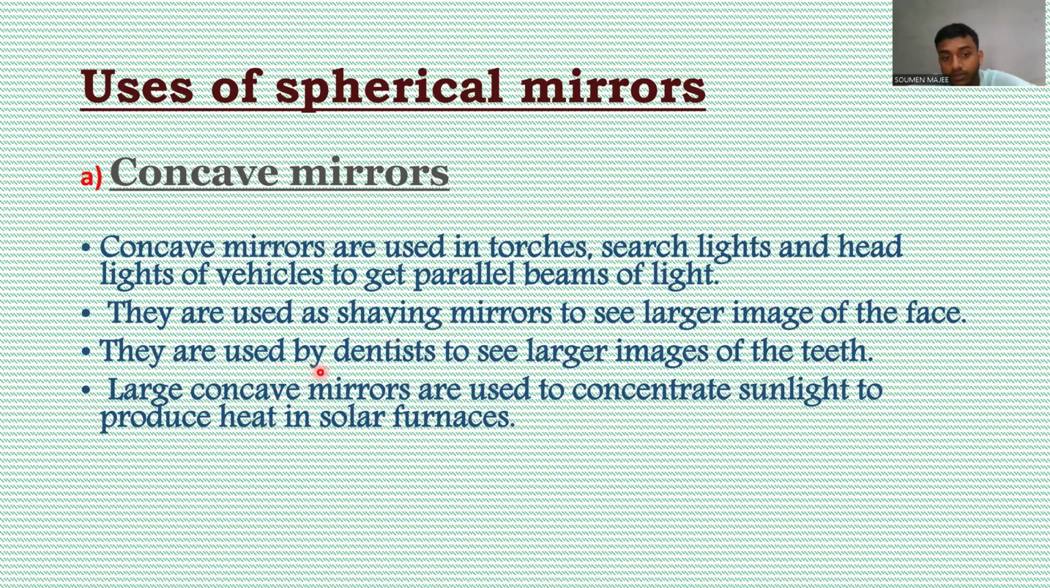Next, they are used by dentists. We should know that the teeth are very small in the mouth. So to see them in a large way, we require one type of mirror. This is called concave. And generally, dentists use these mirrors to see very clearly the teeth which are affected or which are not. And one more important use is the solar furnace. In a solar furnace, concave mirrors are used to concentrate the sunlight to produce heat.